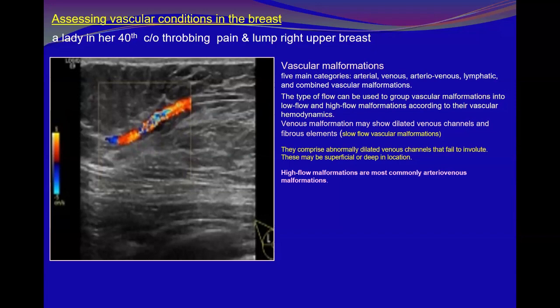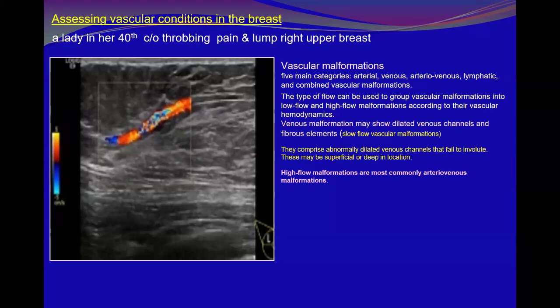So from my impression, I suggest that it is a high flow rather than a low flow vascular malformation. So it is very unlikely to be a venous malformation.